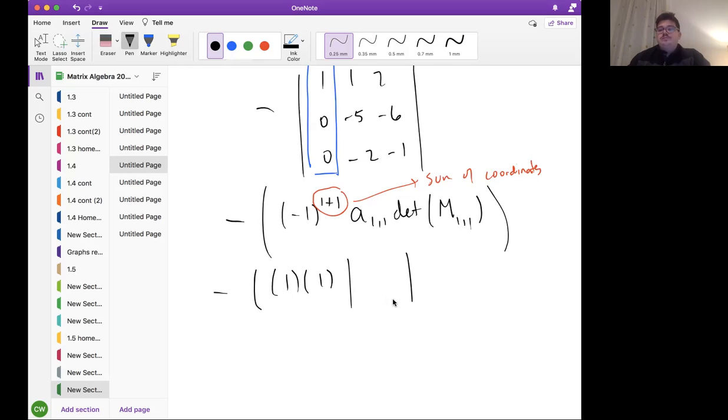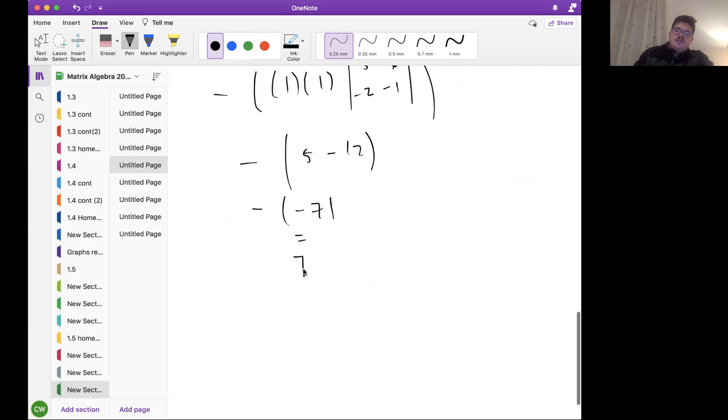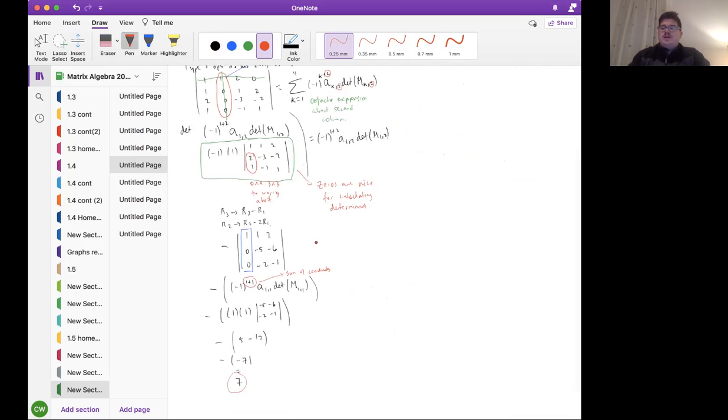What's M11? Yep, -5, -6, -2, -1. So this is negative, so it's 5 minus 12, which is negative 7. So the whole thing is 7. Okay. All right, so any questions on that?